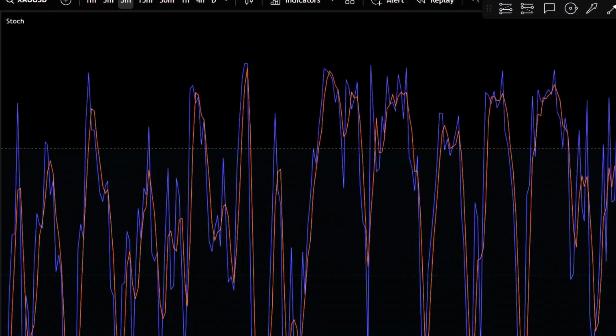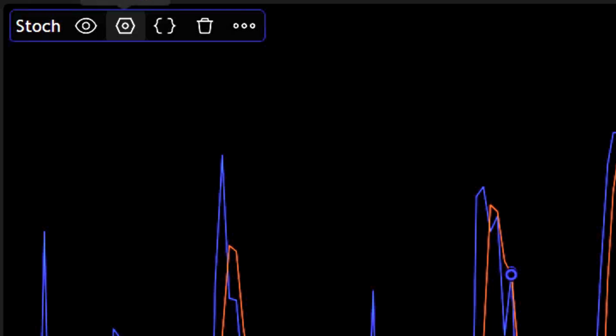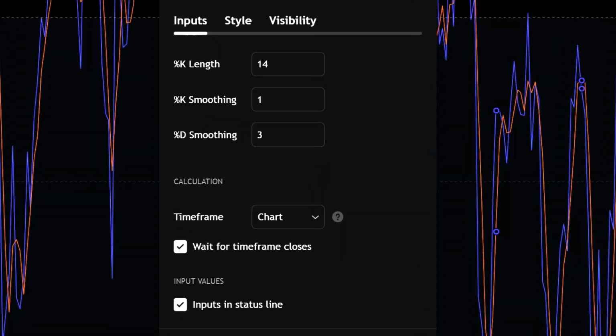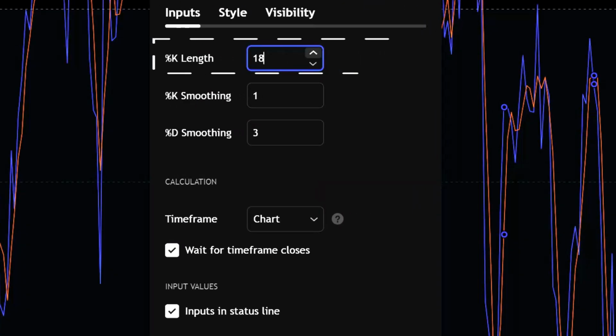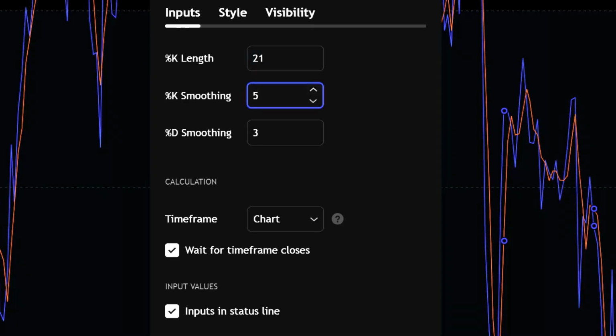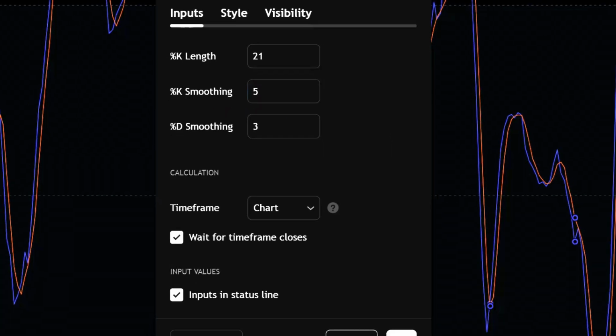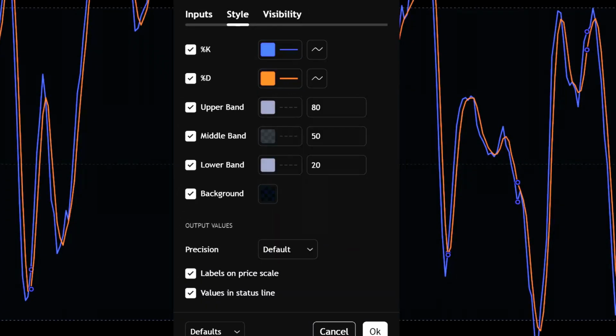for this strategy. First, change the first %K length to 21. That's how many past candles the indicator uses to figure out the price range. Then set the %K smoothing to 5. This smooths out the line so it's not all choppy and hard to read. Don't touch the %D value. It's the moving average of the smoothed %K line. And we're good leaving it as is for now.